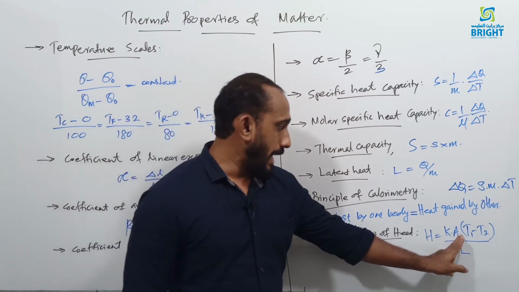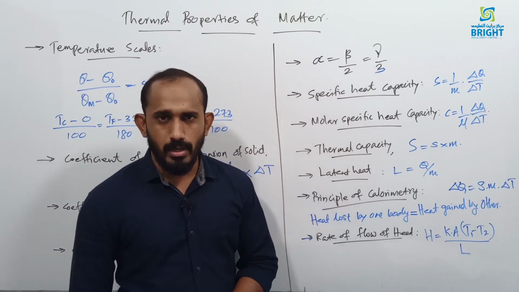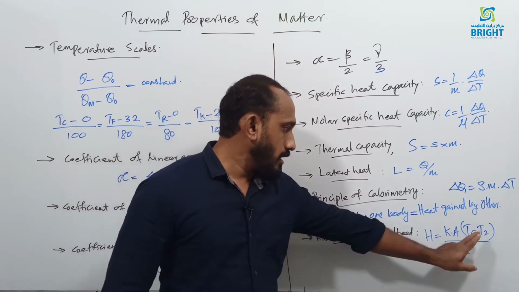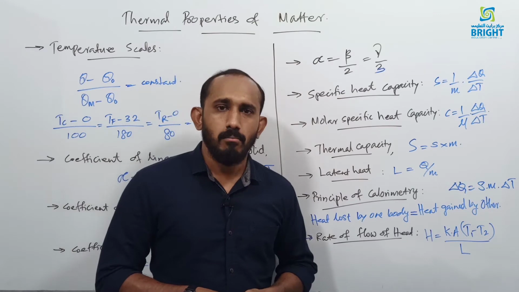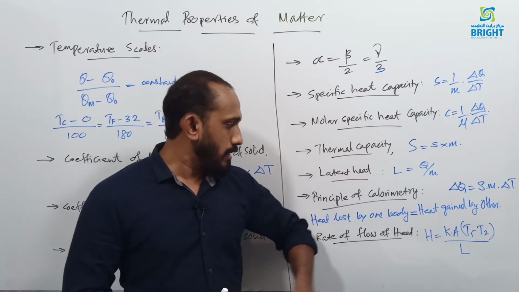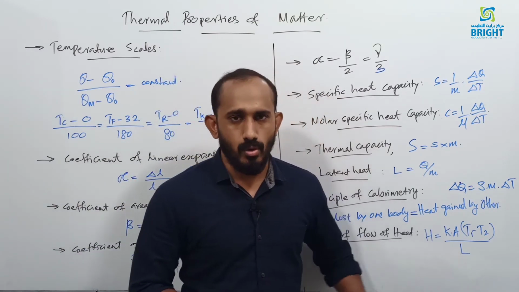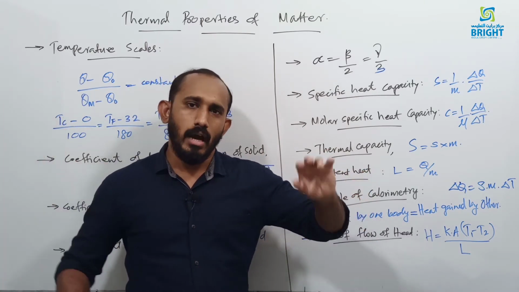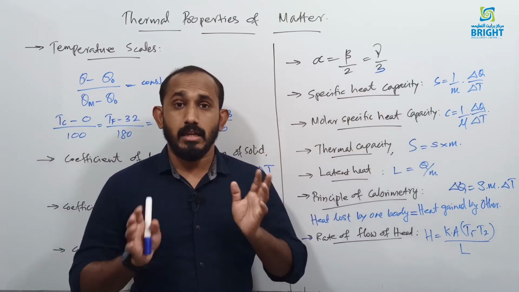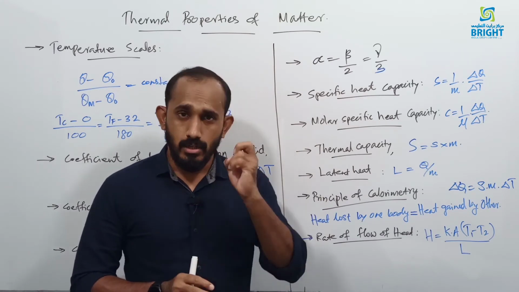It's a constant. A is the area of cross section of the body or the contact. T1 minus T2 is the temperature difference between the two ends of the body. The body may be a rod, for example, and L is the length of the rod. So two bodies are connected with a rod, one end is at temperature T1, another is at T2. Then the rate of flow of heat depends upon the difference in temperature.